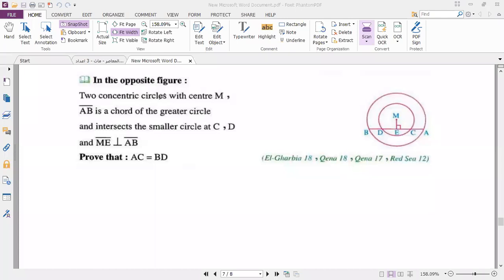Two concentric circles with the center M. AB is the chord of the greater circle and intersects the smaller circle at the points C and D. Okay. Prove that AC equals BD. This is the greater circle, and this is the smaller circle.